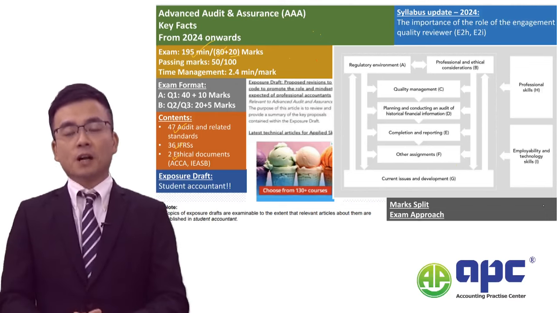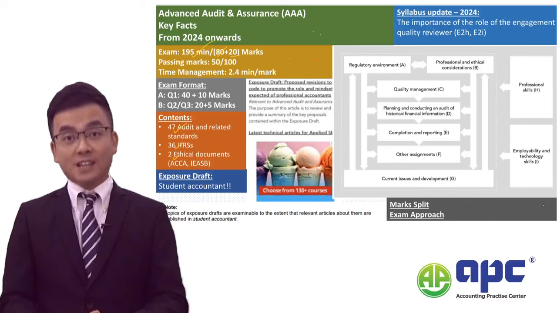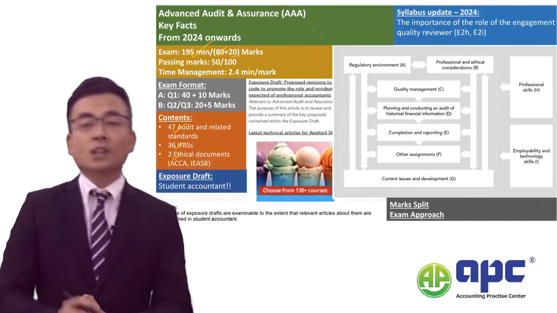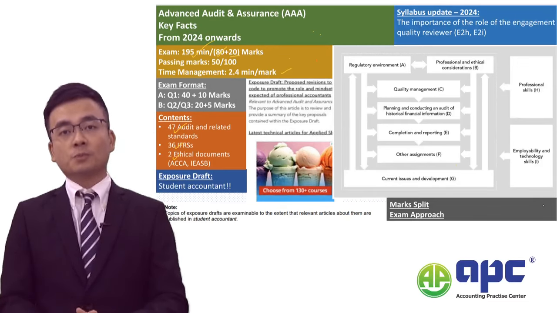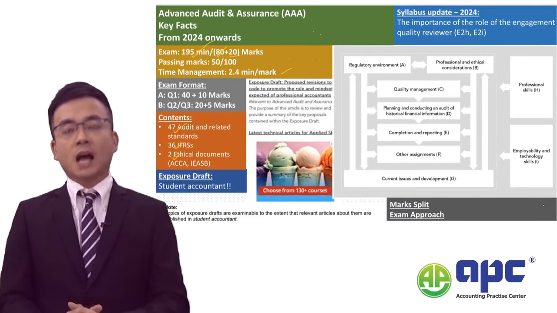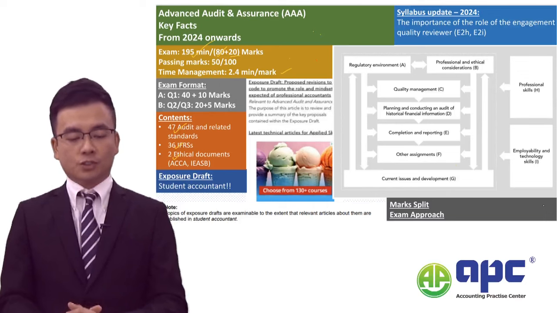Now, if I were to divide 195 minutes into 80 technical marks, this means that the mark allocation will be 2.4 minutes per mark. So my approach will be to advise my students to use the deadline approach when they sit this exam. Before they write any exam answers, make sure that they plan the deadline for each requirement of the AAA exam, so later on they can have enough time to practice and to answer all these questions.